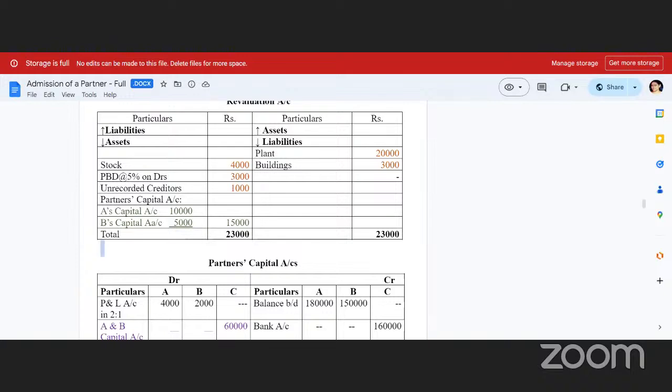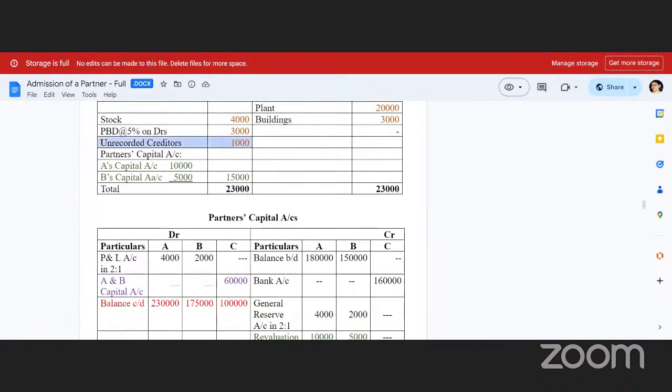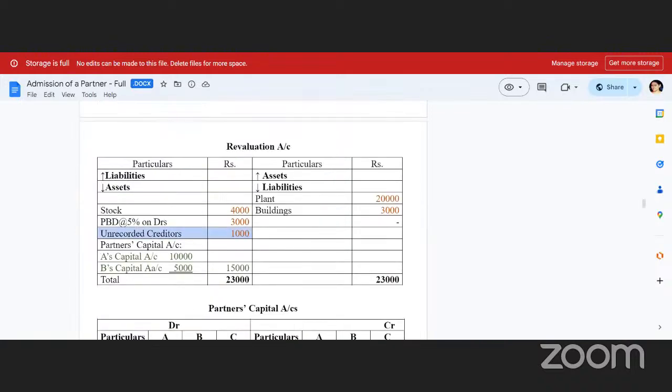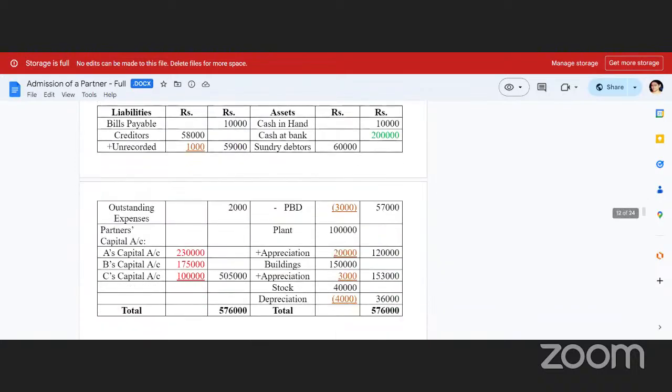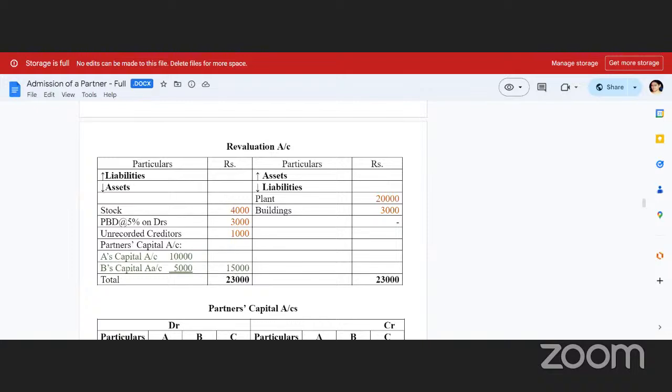Are you understanding? Explain me, I'll write again, please, ma'am. I'll write once again. I'll repeat once again. See, creditors increased. So which side did we take? Debit side. Means in revaluation account, liability increased and we took it on the debit side of revaluation account. So when you are taking the creditors in the new balance sheet, you should add. Understood? Okay, debit side will be added in liability. Liabilities on debit side of revaluation account to be added in new balance sheet.